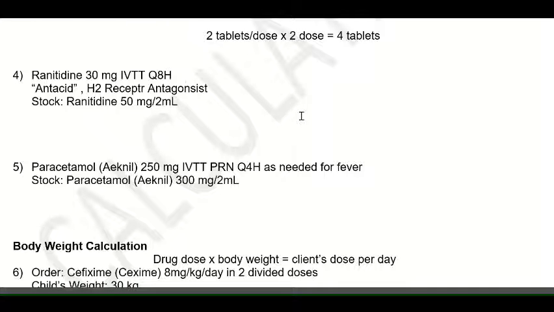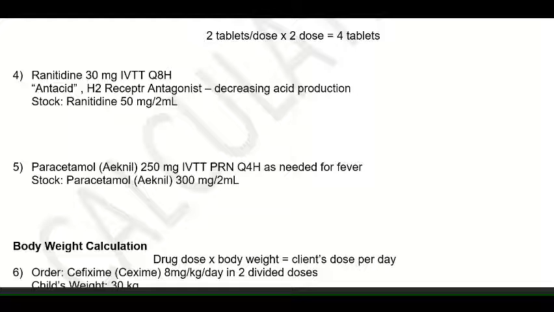When I say H2 receptor antagonist, they act by decreasing the acid production. Now, when I say H2, your histamine 2 in fact triggers your acid production. So when I say H2 receptor antagonist, they stop the acid production.